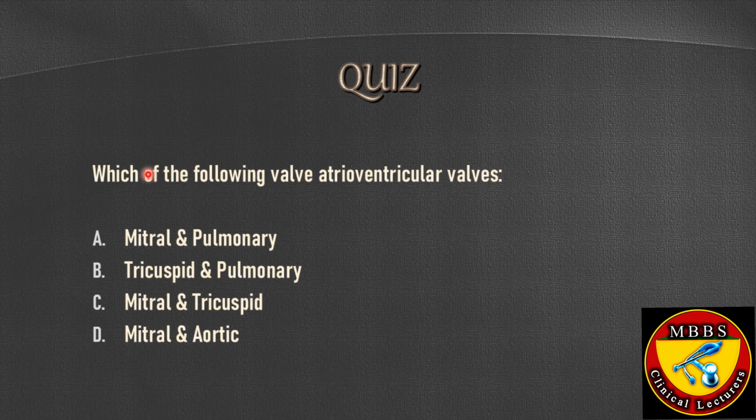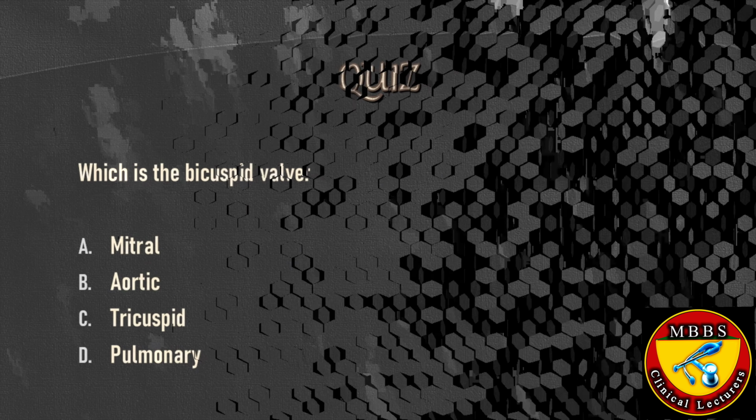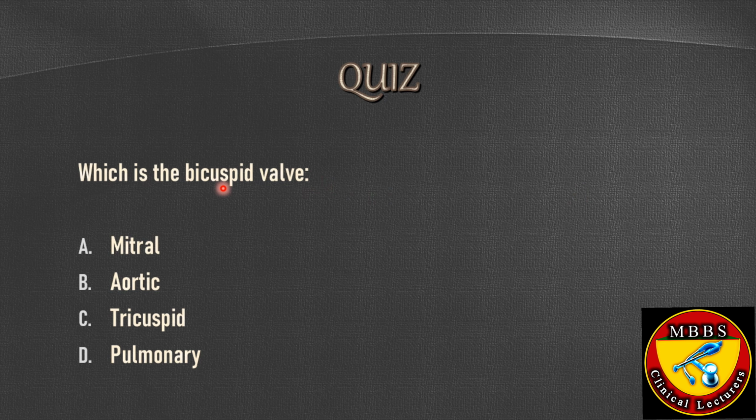Quiz number 2. Which of the following valves are atrioventricular valves? Mitral and pulmonary, tricuspid and pulmonary, mitral and tricuspid, or mitral and aortic? Which is the bicuspid valve? Mitral, aortic, tricuspid, or pulmonary?